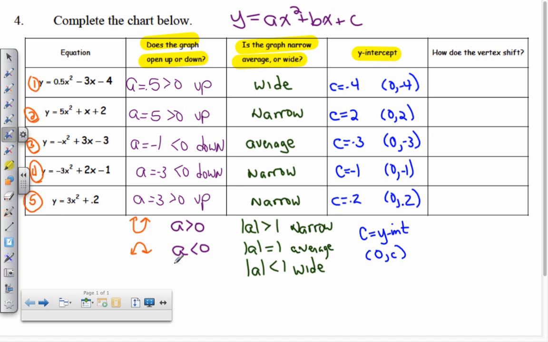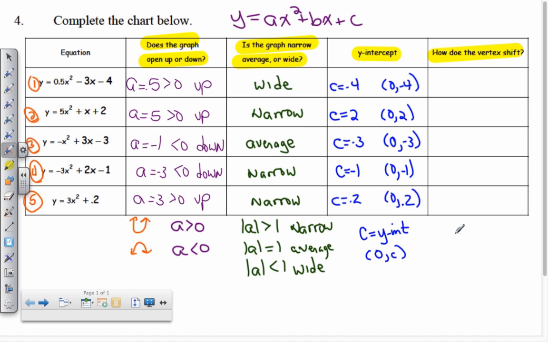So A is going to tell us whether it opens up or down if it's positive. A is also going to tell us whether it's narrow, average, or wide. Your C value is going to give us that y-intercept. Well, here is where some people get lost. How do we determine that horizontal shift? So if you look at taking that vertex and moving it left and right on that x-axis, how do we determine that? Well, there's two different things that play into this, and that is the A and the B value.